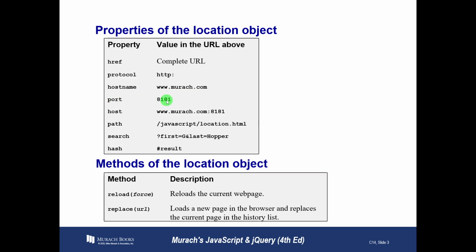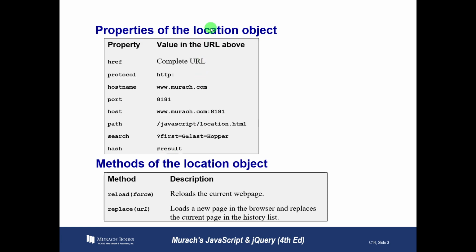There's a port property that will give us the port that we're on. There's a host property. So host is similar to host name. Don't confuse them. But the host property gives us both the host name and the port as one string. We have a path property that will give us the path, meaning the directory and the file that we're looking for. We have a search property, which will automatically pull out the search terms part of the address. And we have a hash property that will show us what hash was included in the address.